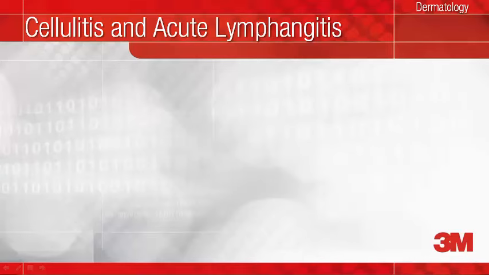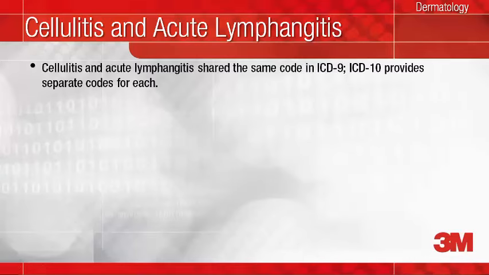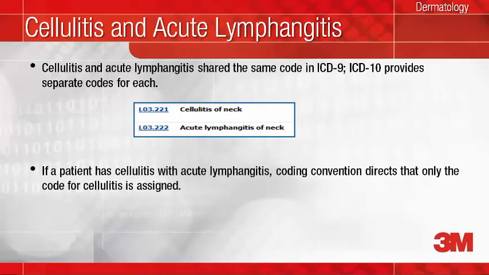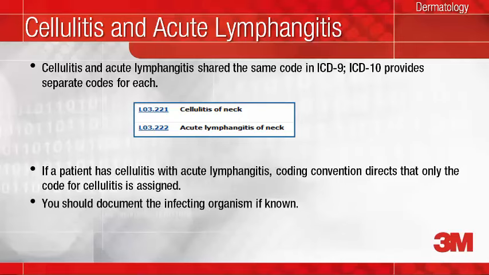In ICD-9, cellulitis and acute lymphangitis share the same code. ICD-10 provides separate codes for each condition. One thing you should be aware of is that when a patient has both a cellulitis and acute lymphangitis, coding convention directs that only the code for cellulitis is assigned. Lastly, you should document the infecting organism if it is known or suspected.